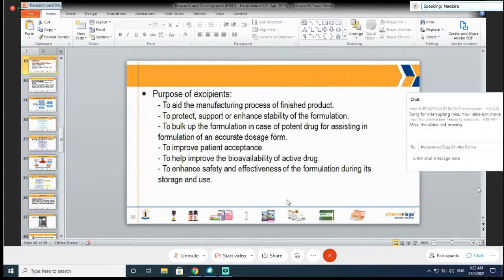Next is the purpose of excipients. Excipients are added into the formulation first to aid the manufacturing process of the finished product. For example, during tablet compression, we have to prevent sticking problems to get proper tablet formation. Next, excipients are added to protect and enhance the stability of the formulation, to back up the formulation in the case of a potent drug, to improve patient acceptance, to improve the bioavailability of the active drug, and to enhance the safety and effectiveness of the formulation during its storage and use, for example by using a coating agent.